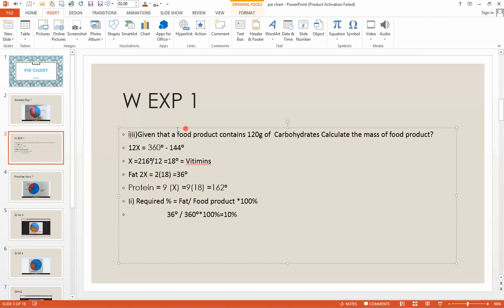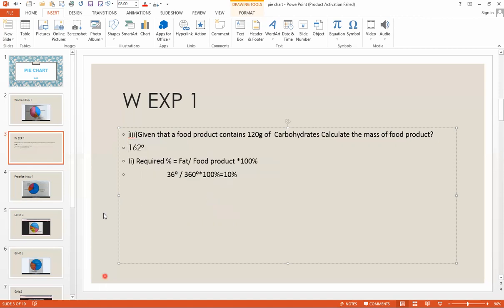Okay, according to this question, I have to remove this part because you have already done that one. Okay. Look here, beta. According to this question, they are saying, given that a food product contains 120 grams of carbohydrates, calculate the mass of food product. Always remember, first I have to write its solution, then I will interlink it with that question number 2, which you have already done. Okay. Here they are saying mass.